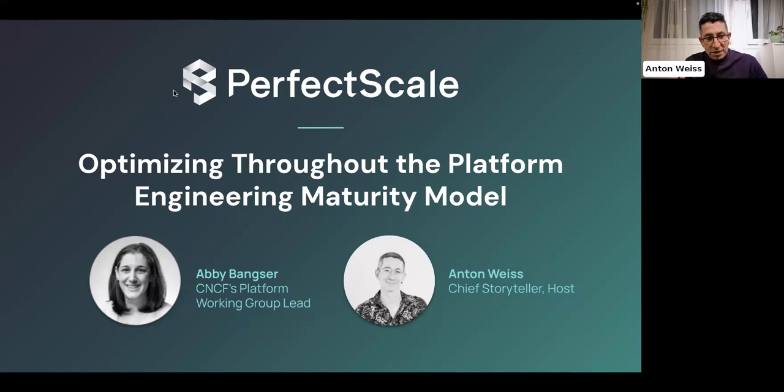Why is it interesting to us? Well, mainly because Kubernetes has become the foundation for many of the internal delivery platforms that we're building today, and because basically platforms are the way our industry is moving forward. And for that, Abby, you're the expert, so I'll let you say a few words.